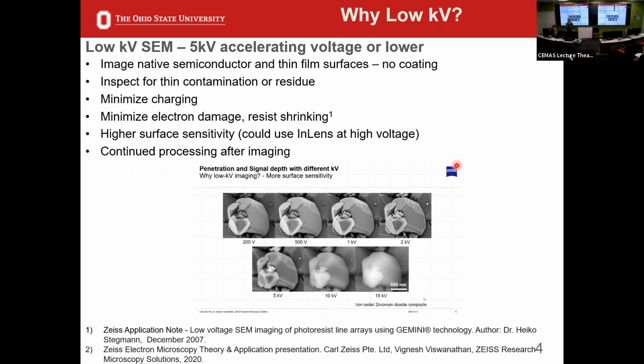And our photoresists, what we'll talk about a little bit, have some significant shrinking under the electron beam that can change the measurements and also the size, the shape, and profile that we really care about. So it's really important to us that we minimize that. It's not always possible to eliminate it, but it's important to minimize that.